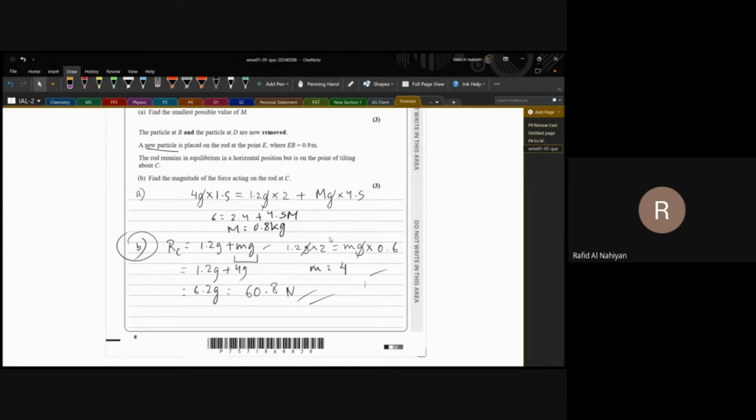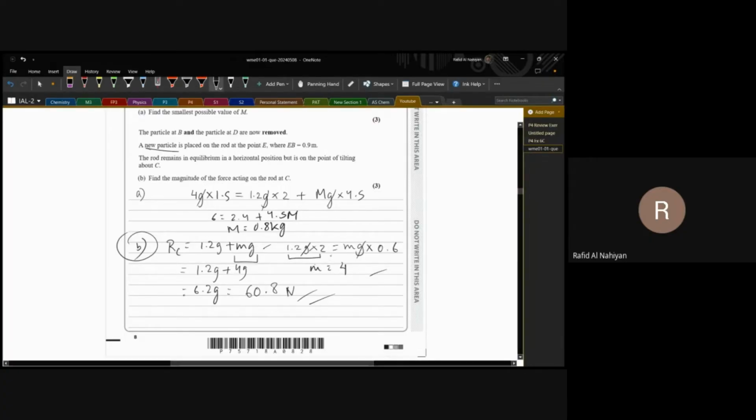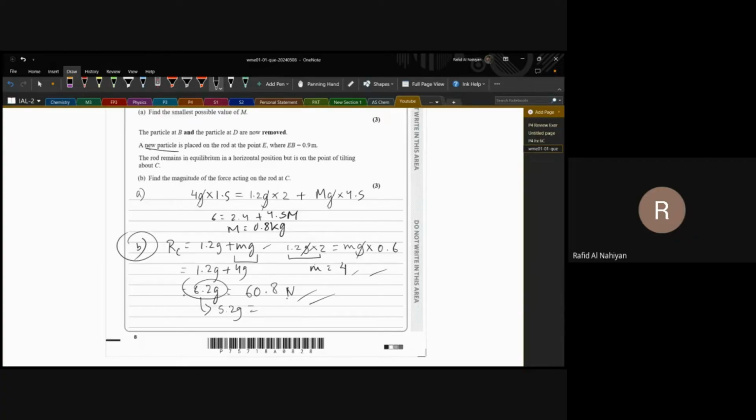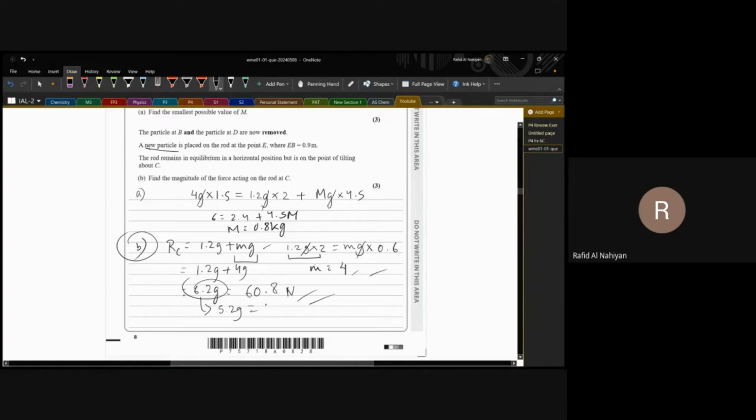Oh man. So I think the mistake here is, I did write down this 1.2g times 2, that is equal to mg times 0.6. I did find out that m is 4. But then what I did was, this is actually 5.2 g's, not 6.2. What am I doing? Such a silly mistake, right? So be aware of these silly mistakes. Once you write down a line, go back and read the line, and be quick because you don't want to lose your time. So this is the answer actually, and this is 50.96 newtons, which is basically 60 newtons.